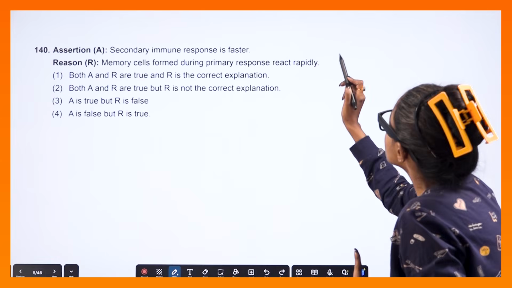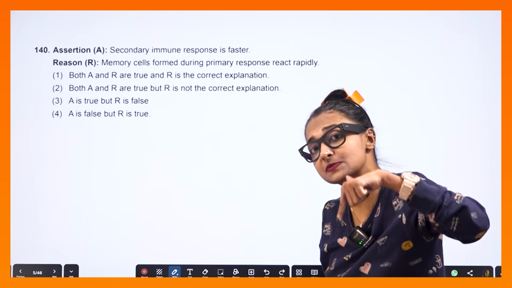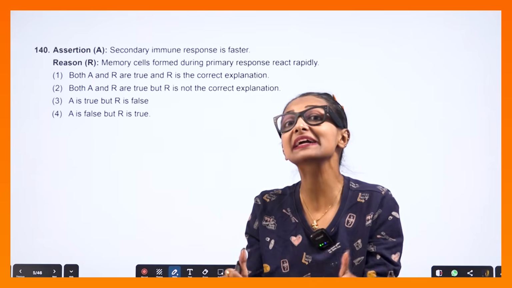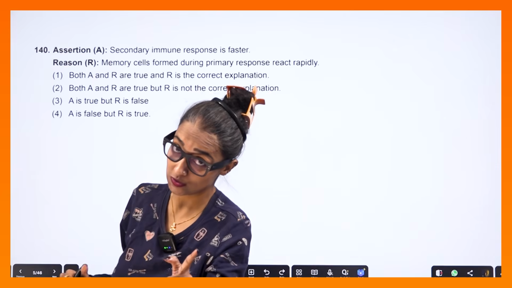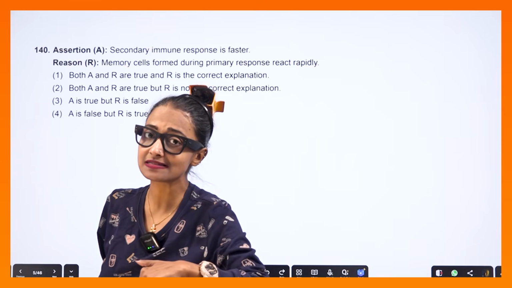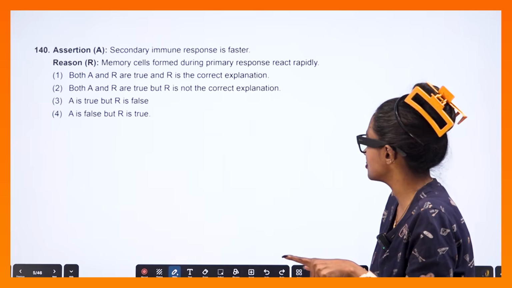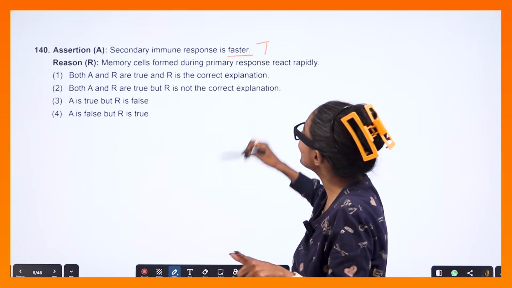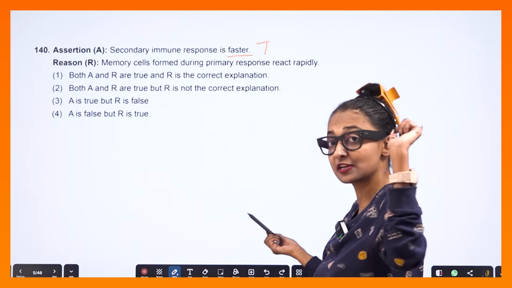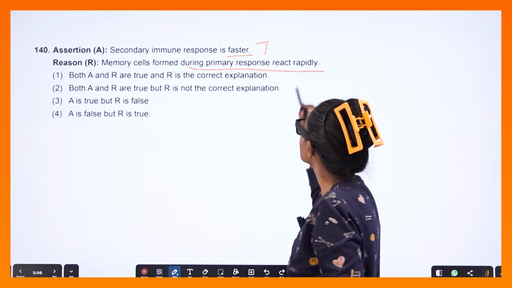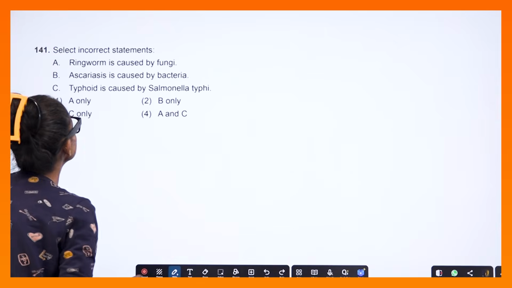Okay, I'll be quick. Secondary immune response. That means from the previous immune response, the memory cells become active when the same pathogen re-enters the host. So the memory cells will be quick enough to respond to the pathogen infection, right? So they are faster, true. And what is the reason? The reason is that the memory cells from the previous encounter, the primary response, act quickly, rapidly. So it is the correct explanation, right? That's the concept of vaccines basically.